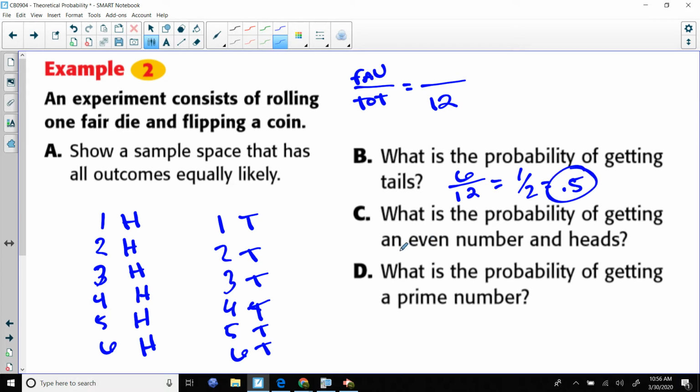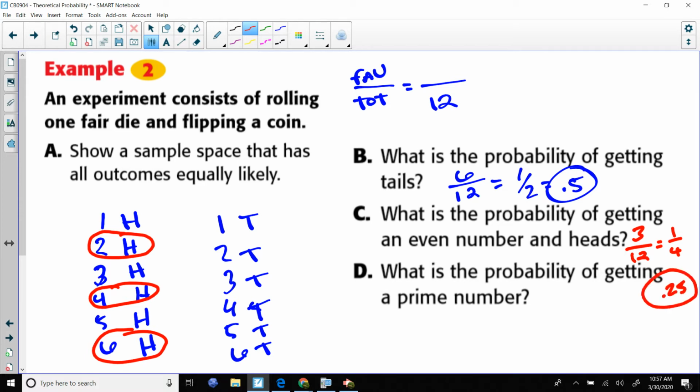What's the probability of getting an even number and heads? Well, the only ones that are even numbers and heads are going to be the 2 and the head, the 4, and the 6. So there are only 3 ways that this is going to work out of all 12 together. 3 goes into 12 4 times, so it's going to be 1/4, which you should know to be a quarter. So that's going to be 0.25 will be the answer to that one.